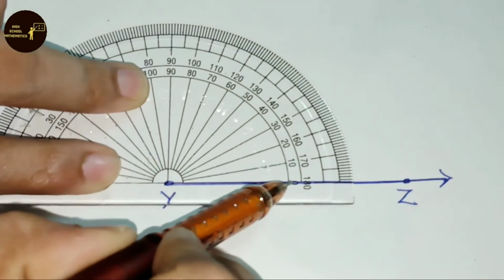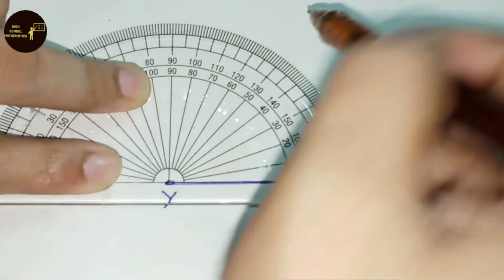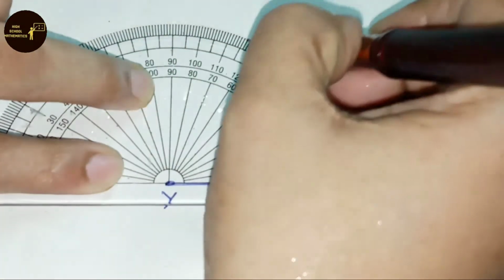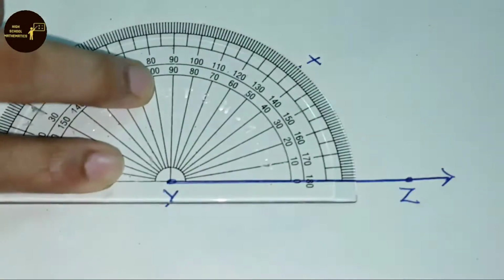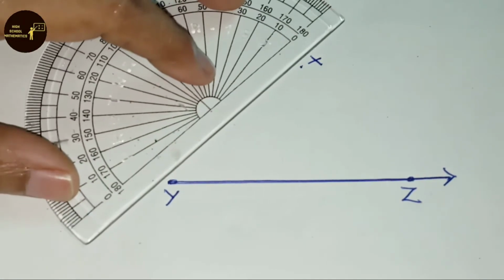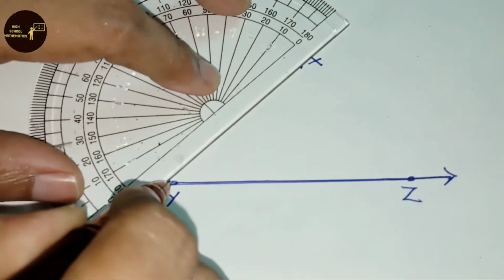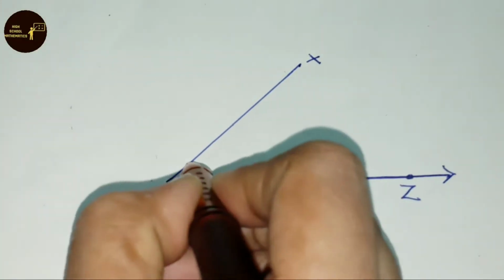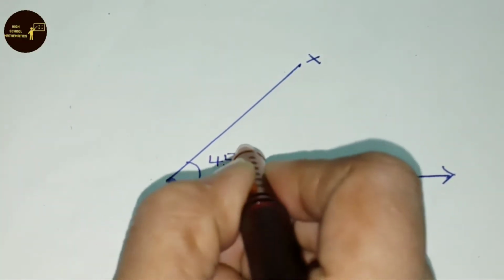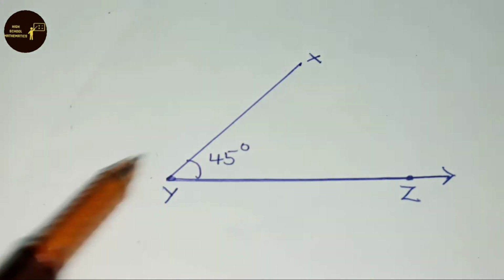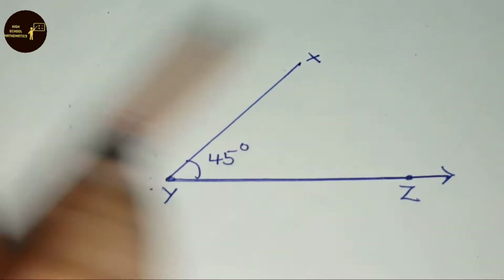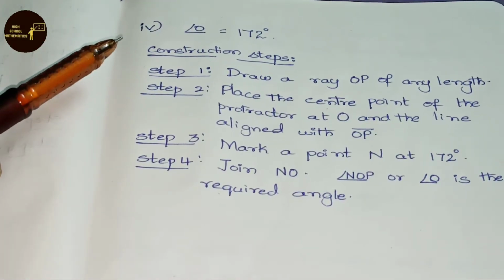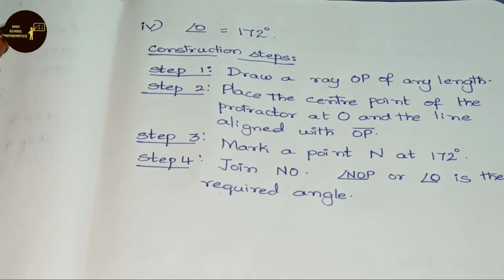See here, take 0 scale, 40 and 50 between. We put the point, that is 45 degrees, and mark it as X. Now we have to join XY. Now angle XYZ or angle Y is the required angle. See now fourth sum, we have to construct angle O equal to 172 degrees.